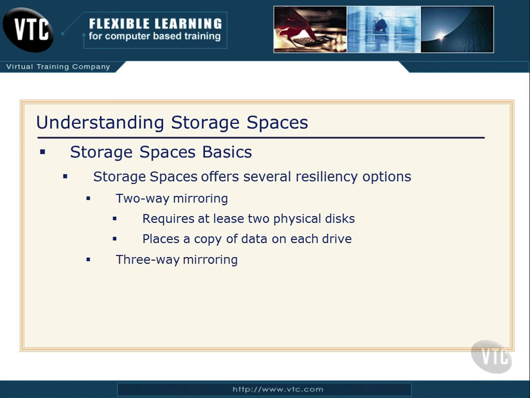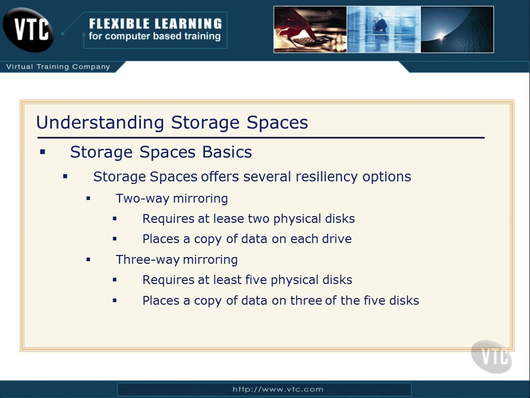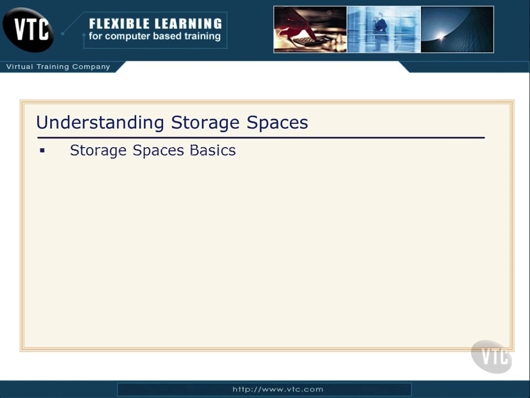Now, with three-way mirroring, this is kind of interesting. It requires at least 5 physical disks, and Storage Spaces will place a copy of data on 3 of the 5 disks. And so down the road, if we lose a disk, it can reconstruct the data.